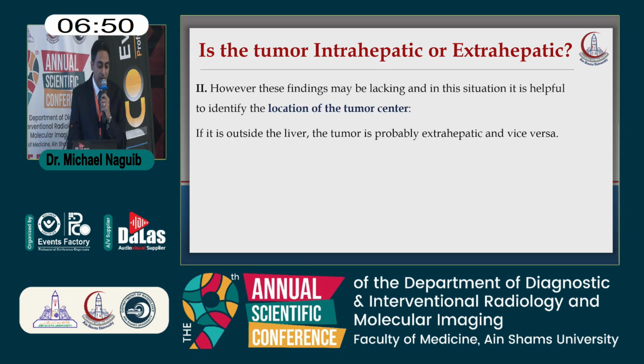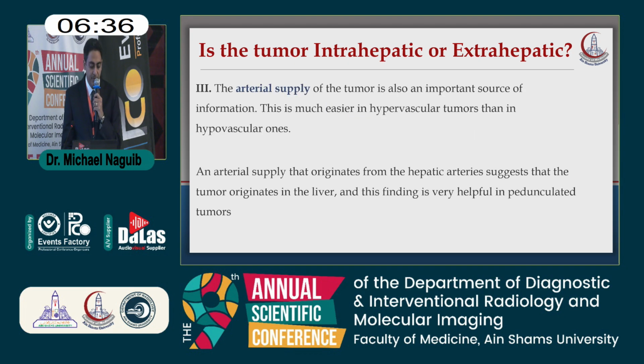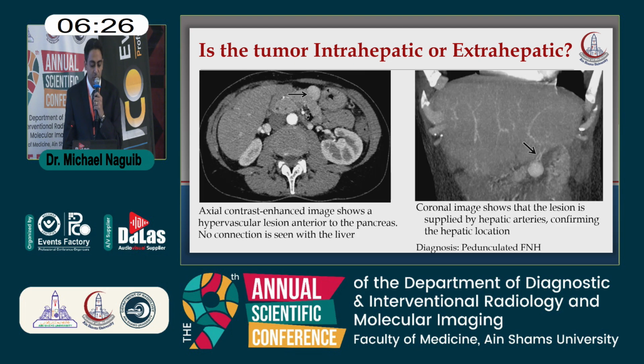However, this finding may be lacking, and in some situations, it's very difficult. So it's helpful to identify the site of the tumor center. If the center is outside the liver, the tumor is probably extrahepatic and vice versa. Also, the arterial blood supply is an important source of information. This is very much easier in hypervascular tumor than hypovascular tumor.